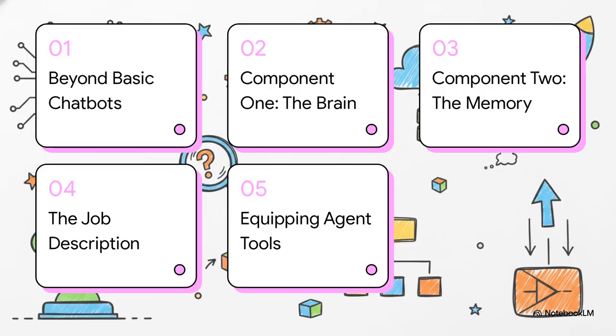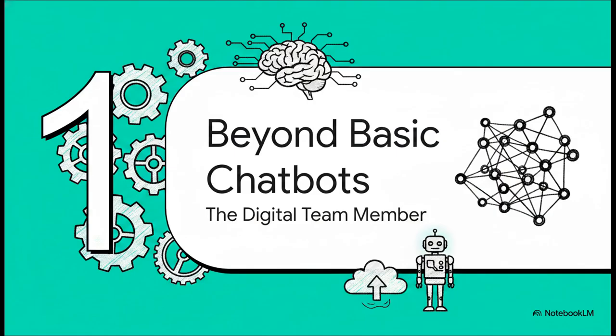Here's the roadmap for where we're headed. First, we'll look beyond basic chatbots. Then we'll tackle component 1, the brain, followed by component 2, the memory. After that, we'll cover the job description, and finally, equipping agent tools. All right, let's start with part 1, beyond basic chatbots, introducing the digital team member.